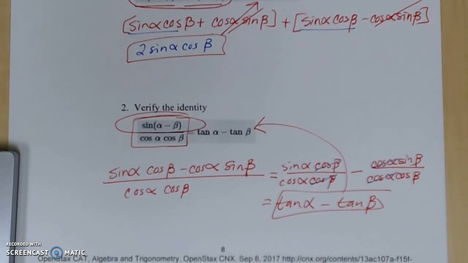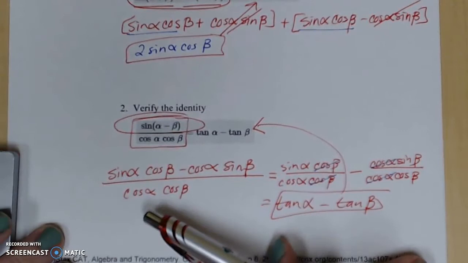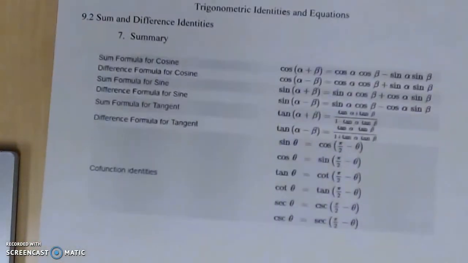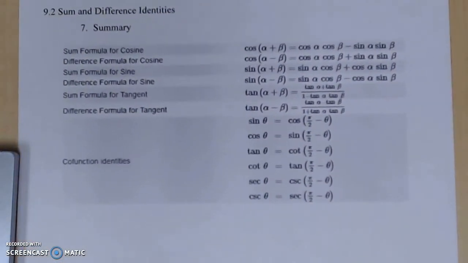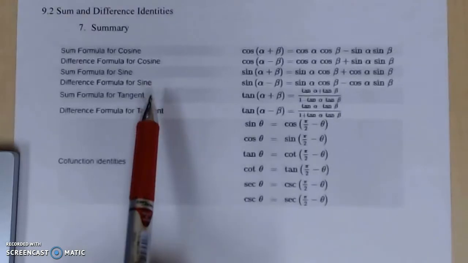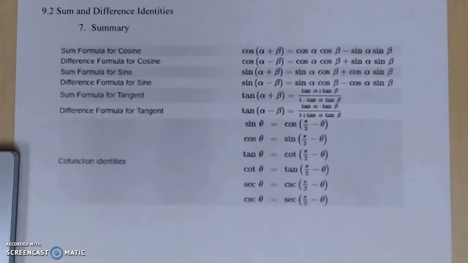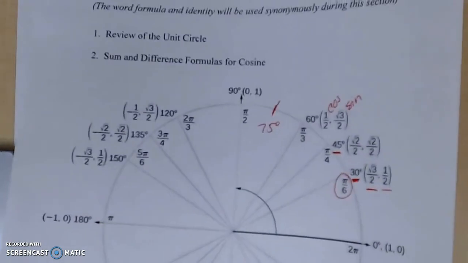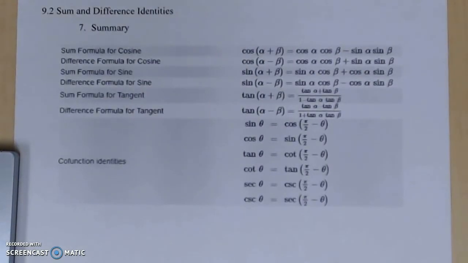Now, as you're working through all of this section, here's the page that's going to be handy to you as you work your homework. Here is a summary of all that we have accomplished in 9.2. You can see you have your sum and difference formulas for cosine, sine, and tangent, and then you have your cofunction identities as well. So I would use this page as well as your unit circle in completion of the problems that go along with 9.2. Let me know if you have any questions along the way.